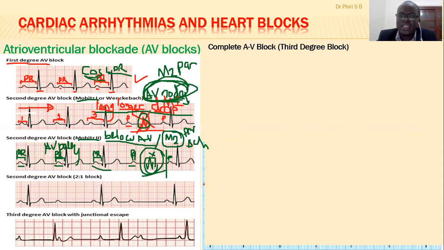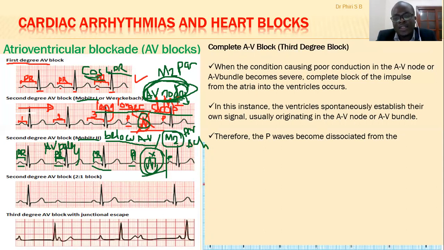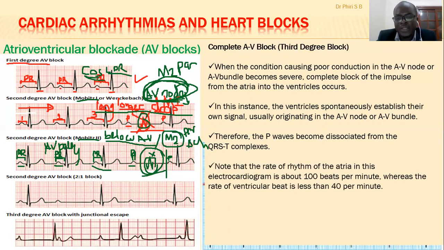So the second degree is not complete. That's why some of the action potentials are passing through, others are inhibited. So now when you have a complete AV block, what would happen? When the condition causing poor conduction in the AV node or AV bundle becomes severe, complete block of the impulse from the atria into the ventricles occurs. So in this instance, the ventricles spontaneously establish their own signal, usually originating from the AV node and AV bundle. Therefore, the P waves become dissociated from the QRS complexes.